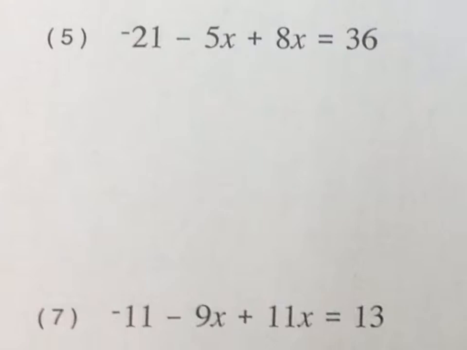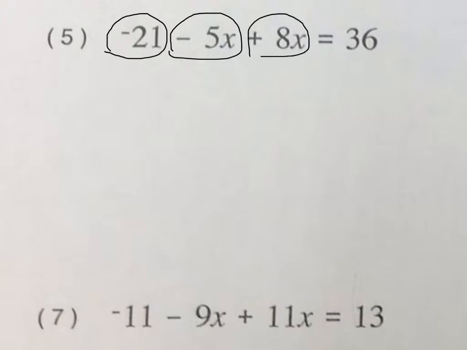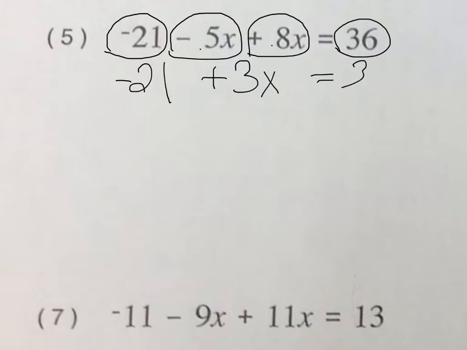5 is interesting because it starts out with a negative 21. So I have that number, I have a negative 5x, I have a plus 8x, and a 36. I'm going to go to like terms. And my like terms would be this negative 5x and plus 8x. And when I put those together, if I have a positive 8 and a negative 5, I'm going to end up with a positive 3x. And then I'm going to bring my negative 21 down and my 36.